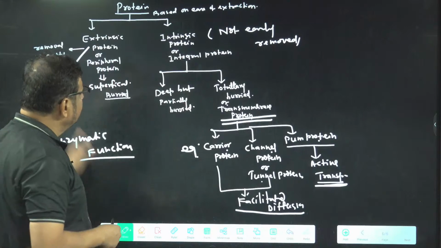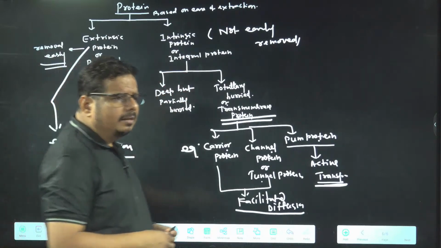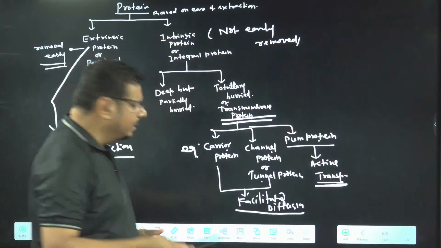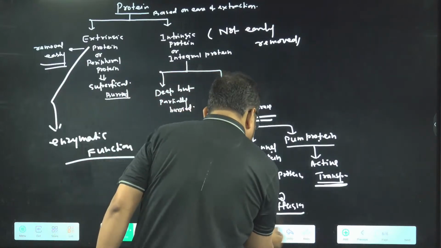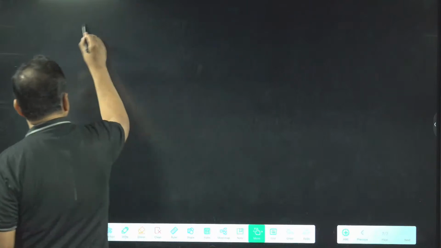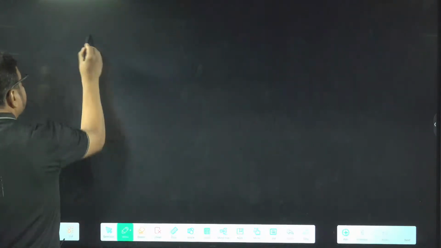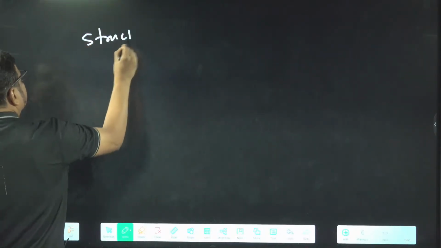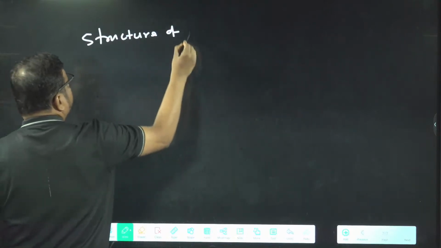So can I show you the diagram after this protein? Okay. Now I am drawing the diagram. You will understand it better. Now we are going to talk about the structure of plasma membrane.